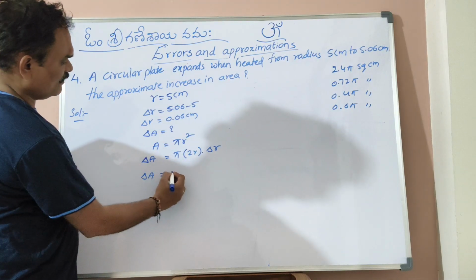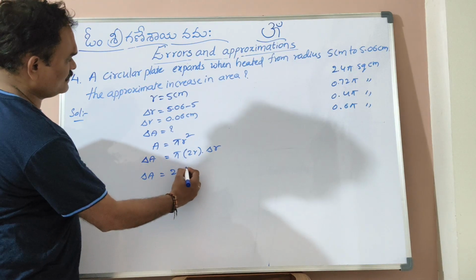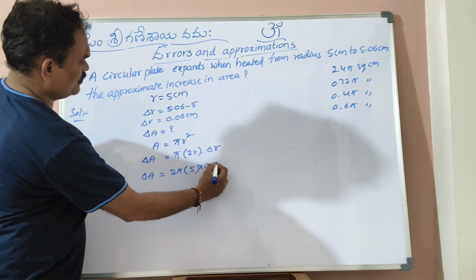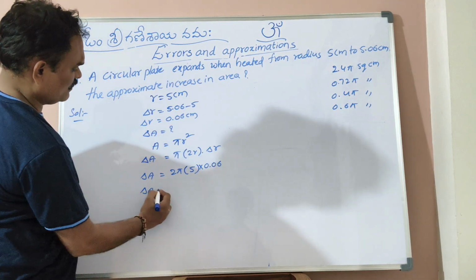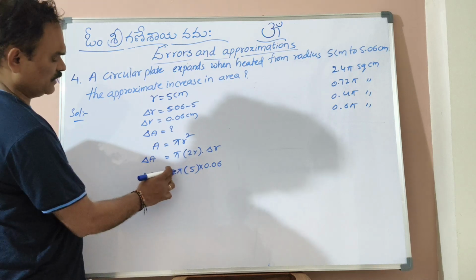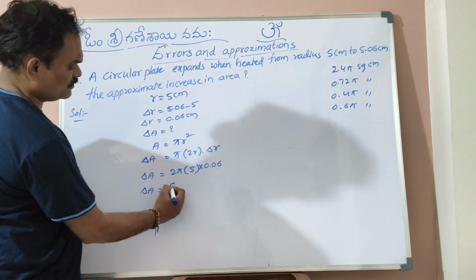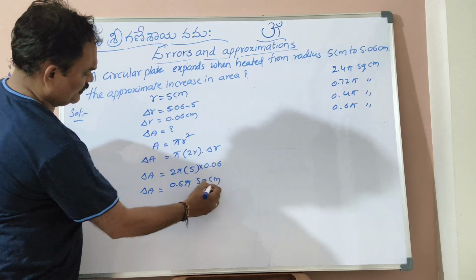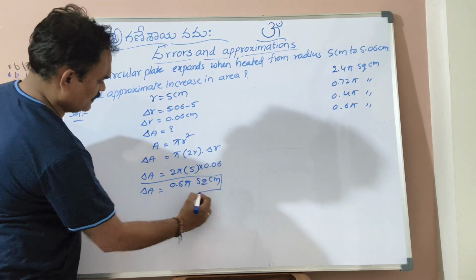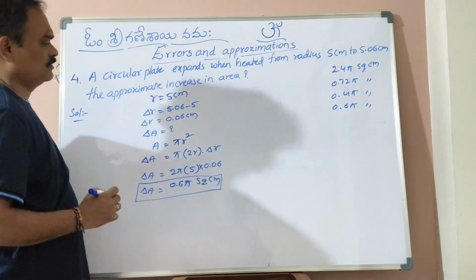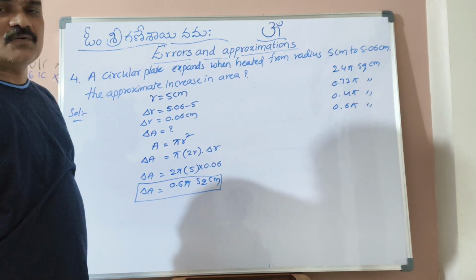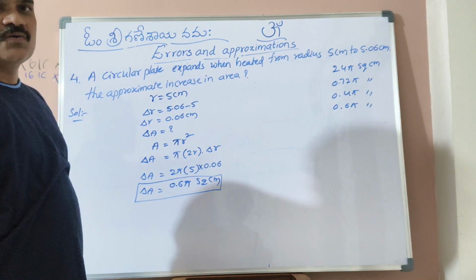So substitute the values. 2 pi. What is the radius? 5 centimeters. What is the delta r? 0.06. By substituting these values, it becomes 5 into 10, multiplied with 0.06 becomes 0.6 pi square centimeters. So this much area increases by increasing its radius from 5 centimeters to 5.06 centimeters. So this is the solution.